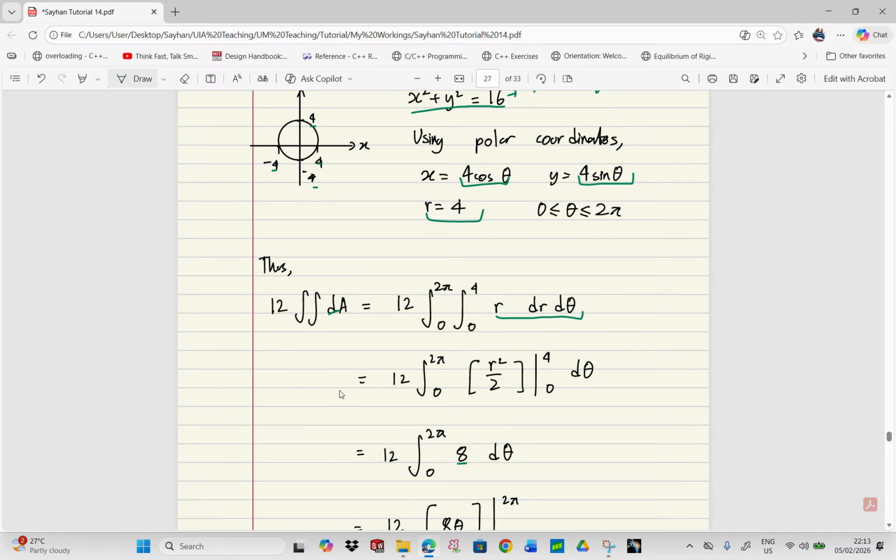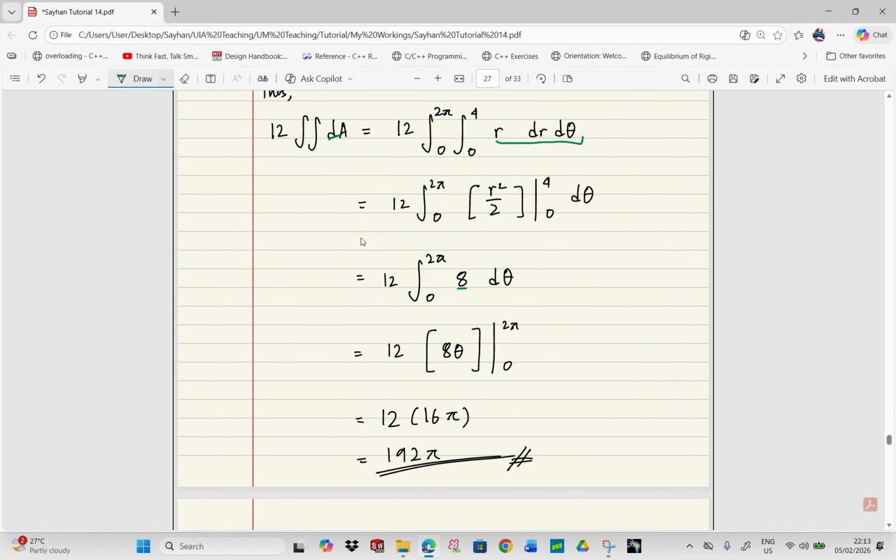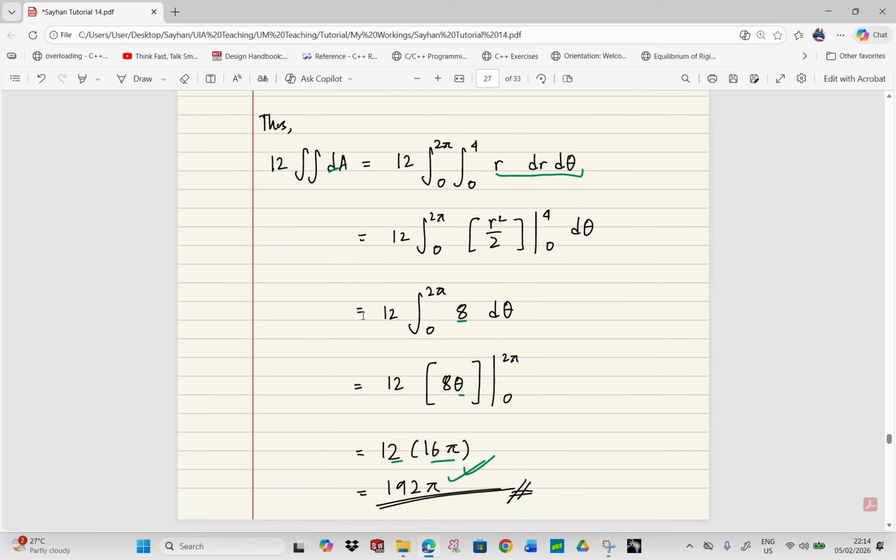Then we integrate with respect to theta. We just simply get theta. And then we get 12 times 16 pi. Your answer is 192 pi. So that's your answer.